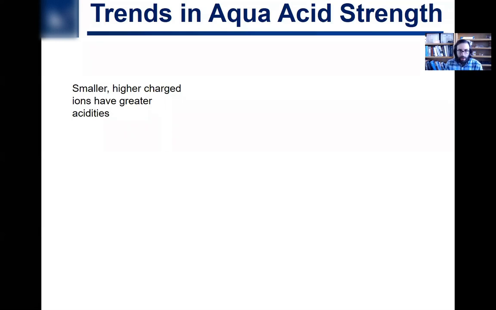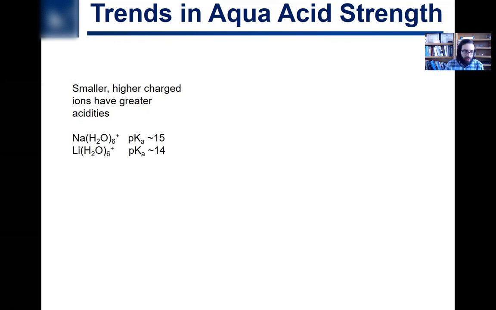Okay, so we're going to talk about some trends that exist in aqua acid strength, and then we'll talk about some other trends in other types of acids as well. So remember, aqua acids are acids that have coordinated water, and the acidic proton is coming from that coordinated water. Smaller, higher charged ions have greater acidity.